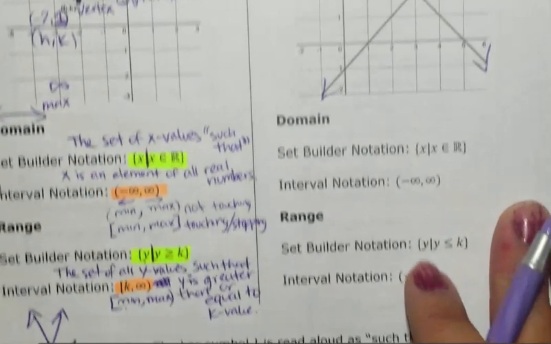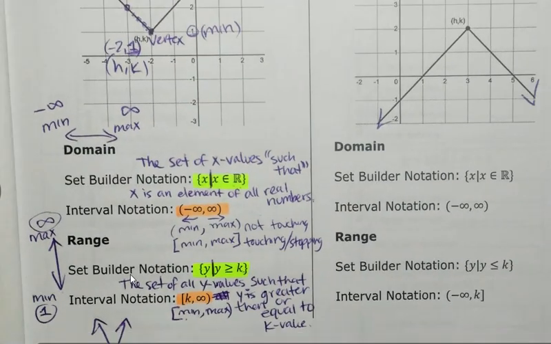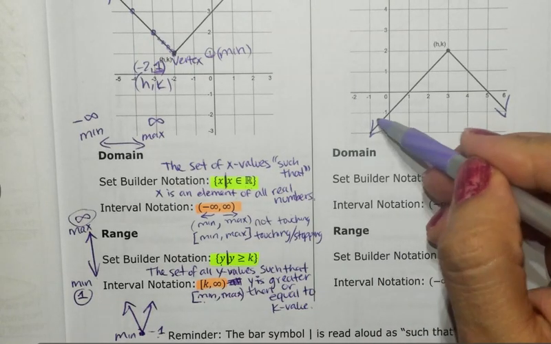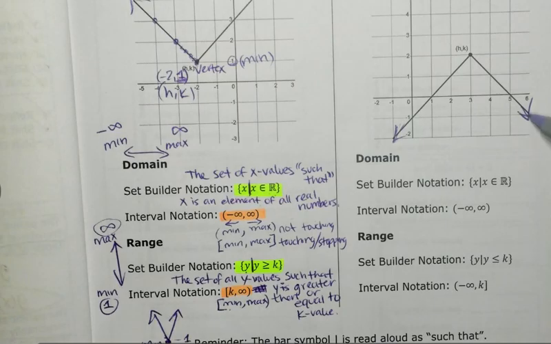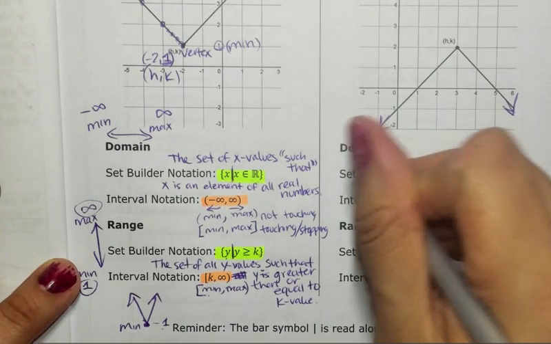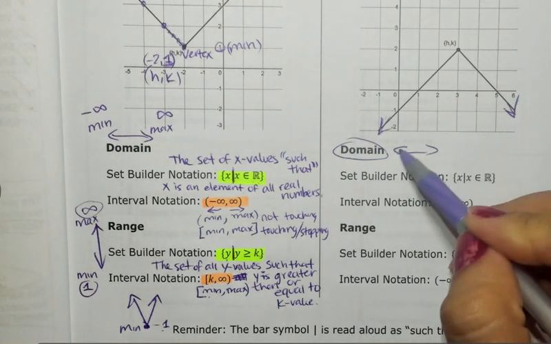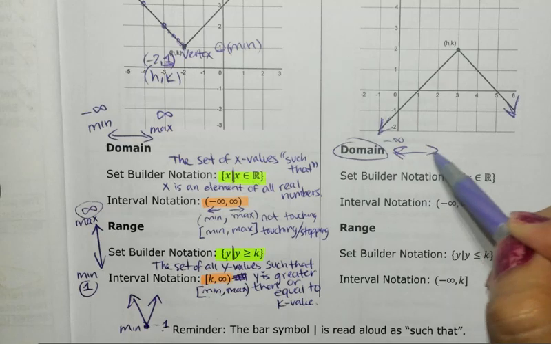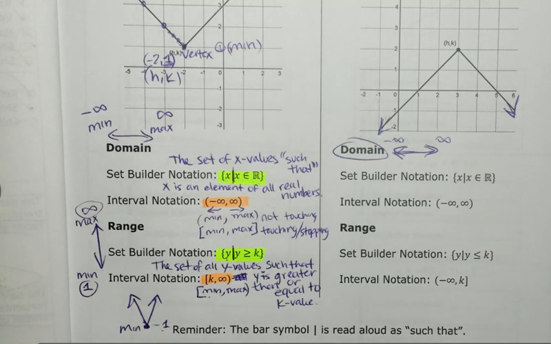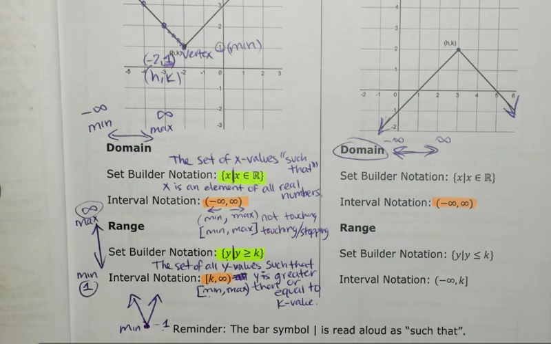So on the right side, you have the same setup here where you write the domain for this graph. This is going left and right forever. Even though it's facing down, your description for domain is left and right. So this graph is going left negative infinity forever, and then right positive infinity forever. And the interval notation is just easy to write because it's just writing those numbers.